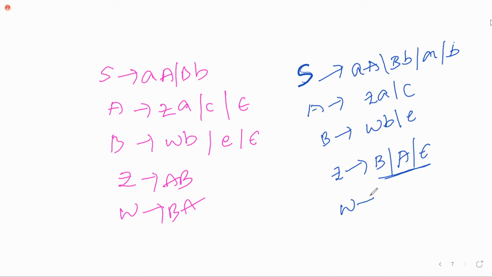Next, W tends to B A or epsilon. BA means, in place of B, if I substitute epsilon, I'll get A. In place of A, if I substitute epsilon, I'll get B. Next, I'll get epsilon. Now again, these have epsilon productions. So in place of Z, I can substitute epsilon, and in place of W, I can substitute epsilon. After this, shall I remove the question, ma? If I write it here, you will have clarity.